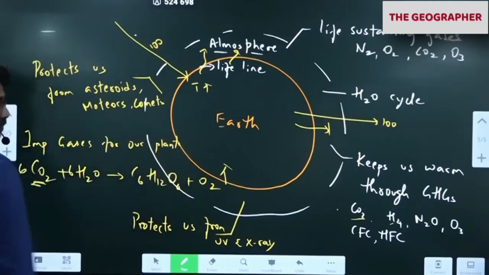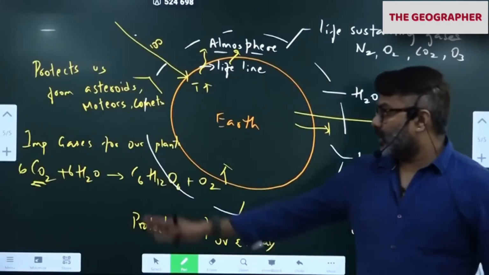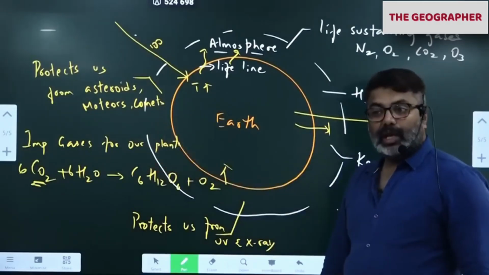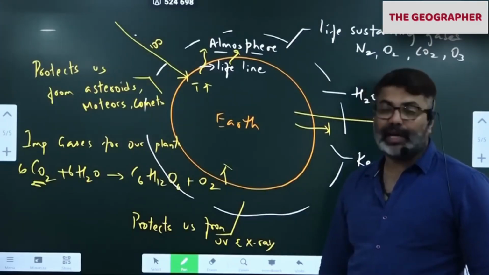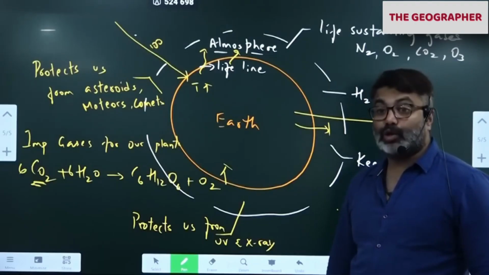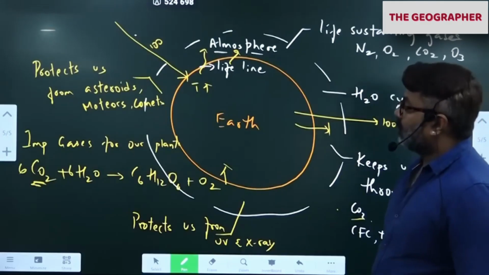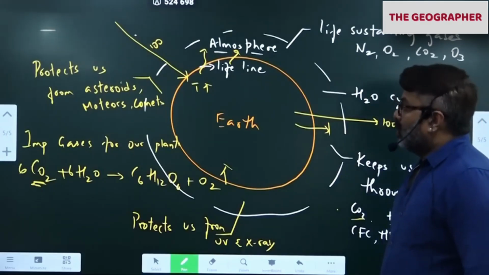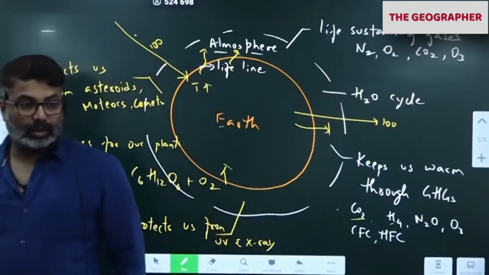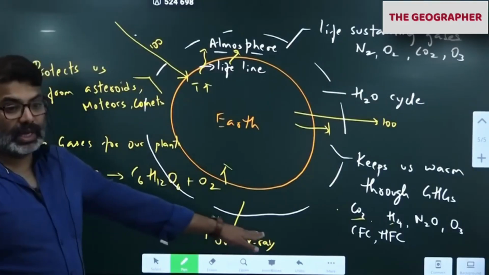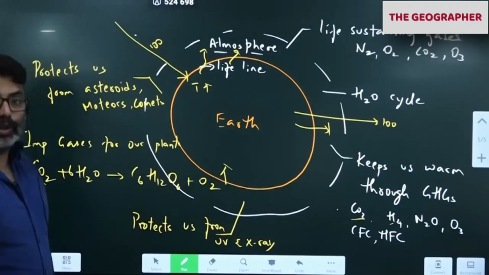Plants need them in large quantity. Carbon dioxide they need, nitrogen they need. As a result, our atmosphere provides important gases for our plants, like carbon dioxide and nitrogen. We'll discuss this in the nitrogen cycle. So the importance of the atmosphere I have covered. It protects us from UV rays and X-ray. So what are the importances of the atmosphere?